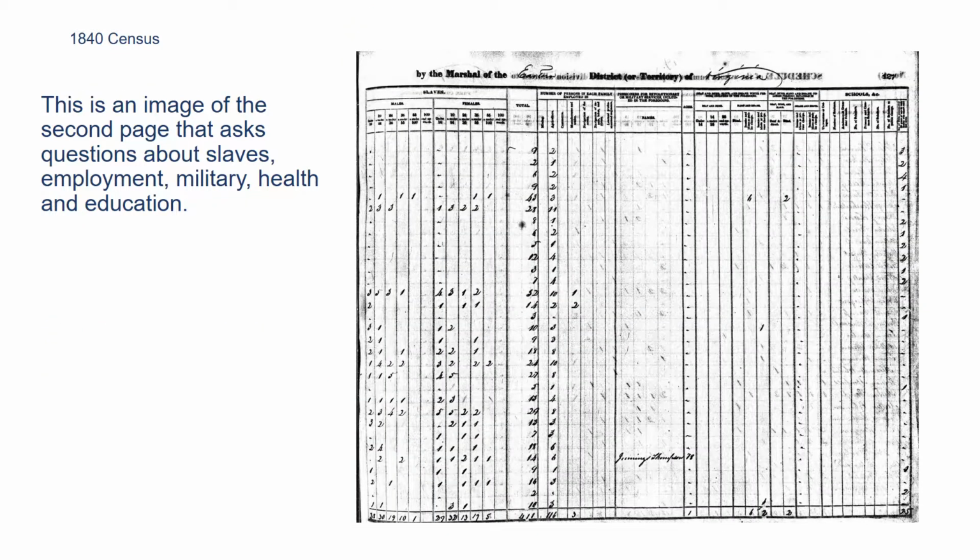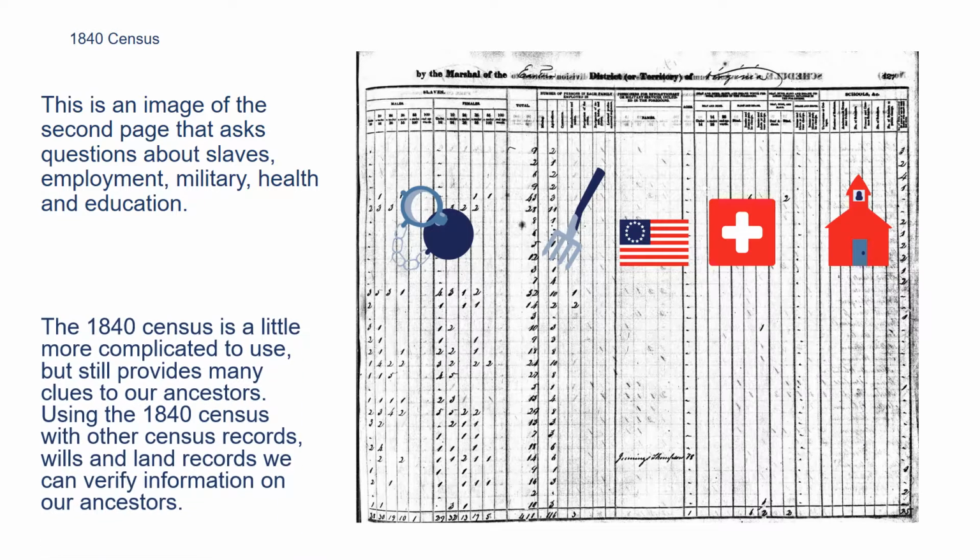This is an image of the second page that asks questions about slaves, employment, military, health, and education. The 1840 census is a little more complicated to use, but still provides many clues to our ancestors. Using the 1840 census with other census records, wills, and land records, we can verify information on our ancestors.